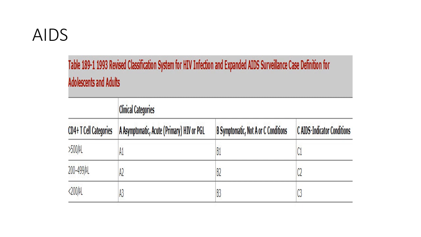There are categories A1, B1 and C1. Then the CD4 count between 200 to 499 per microliter is divided into A2, B2, C2. Then A3, B3, C3 if the count is less than 200, the severity is A3. The AIDS indicator condition is C3. So the antiretroviral.